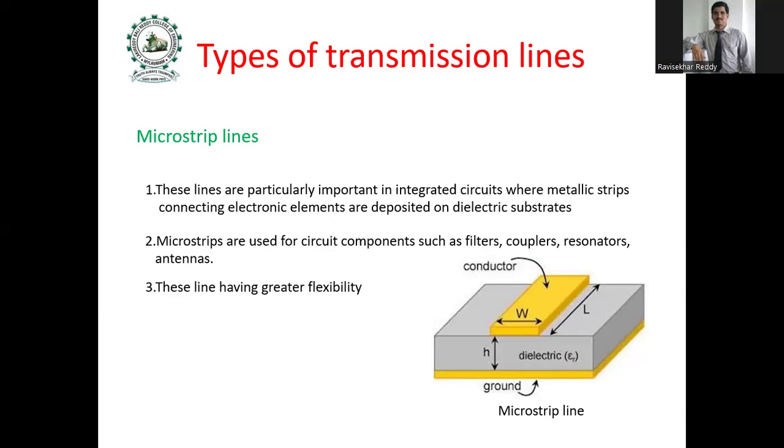Coming to microstrip lines, these lines are particularly important in integrated circuits, where metallic strips connecting electronic elements are deposited on dielectric substrates. Microstrips are used for circuit components such as filters, couplers, resonators, and amplifiers. These lines have greater flexibility.